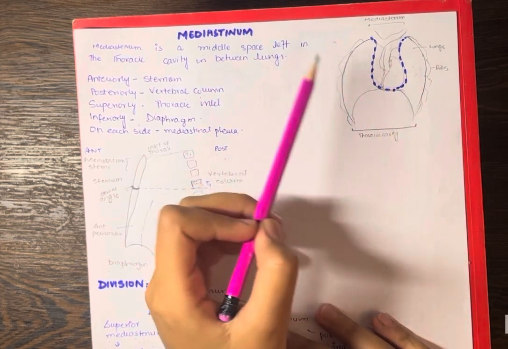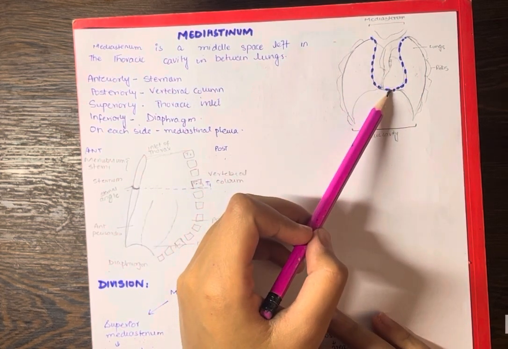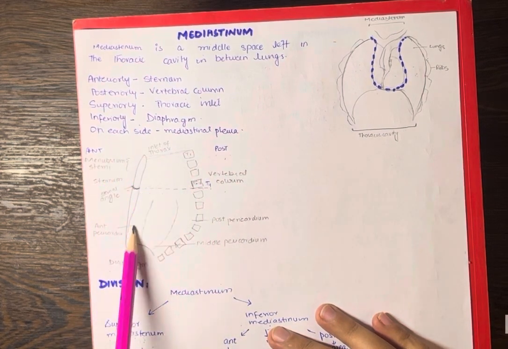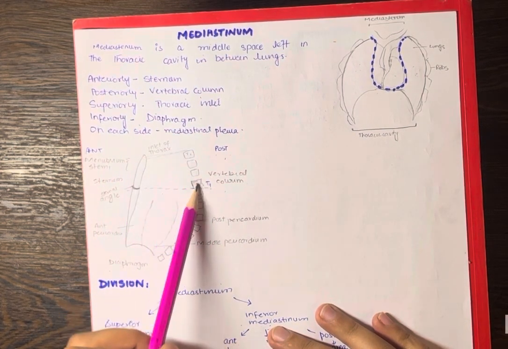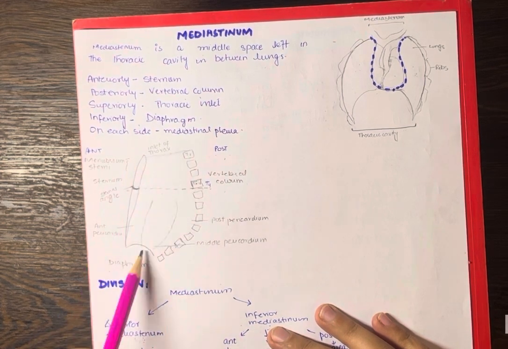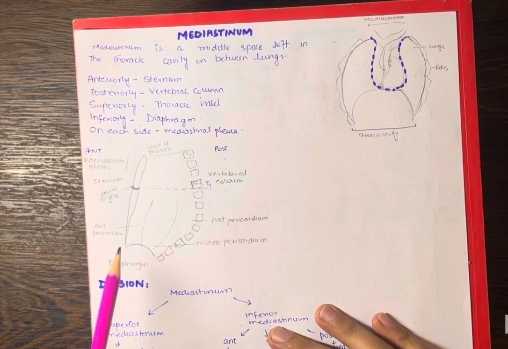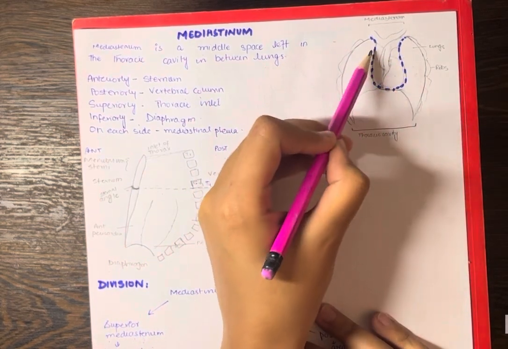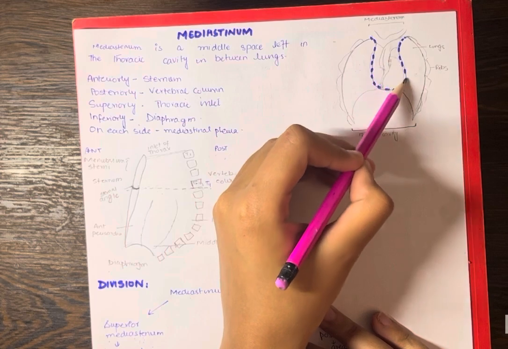So let's talk about the boundaries of the mediastinum. This is the anterior posterior view. Anteriorly we have the sternum, posteriorly we have the vertebral column, superiorly we have the inlet of the thorax, and inferiorly we have the diaphragm, and on each side we have the mediastinal pleura.